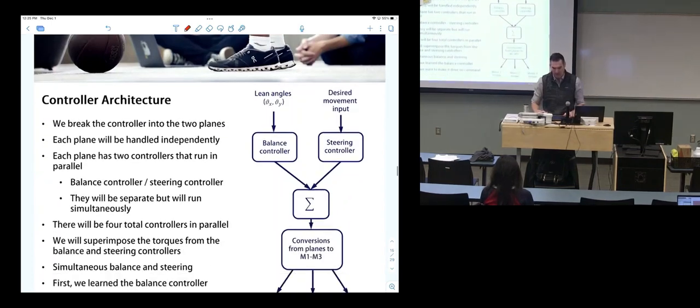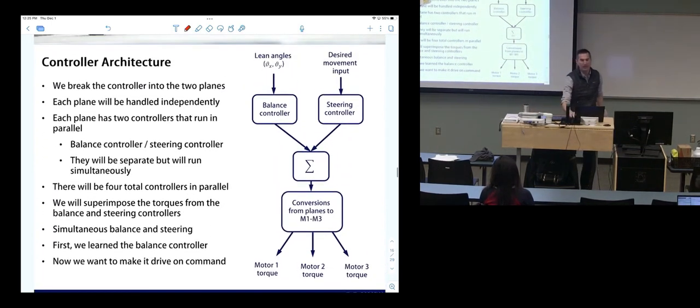Okay, so let's talk about steering control. You've learned that this is how we're setting things up. We have a balance controller. You've all done that, and your balance controllers are working well. Now what I'm going to talk about is adding to this balance controller so that it both steers and balances.